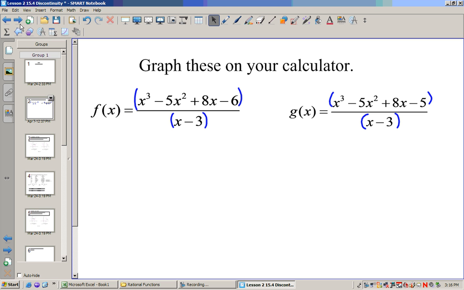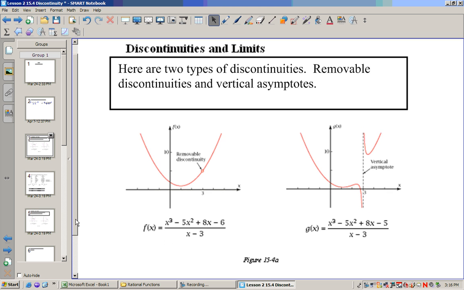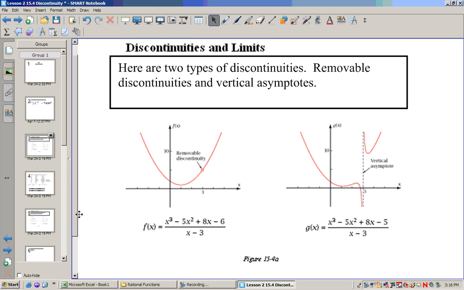Alright, so what you should have seen is that there are two different graphs. One just looks like a parabola, and the other one kind of does this funky stuff around here. Now, there are two types of discontinuities. This one is called a removable discontinuity. It's spelled right here. It's kind of fuzzy in the actual picture. And this one over here is just called a vertical asymptote. We know about asymptotes.